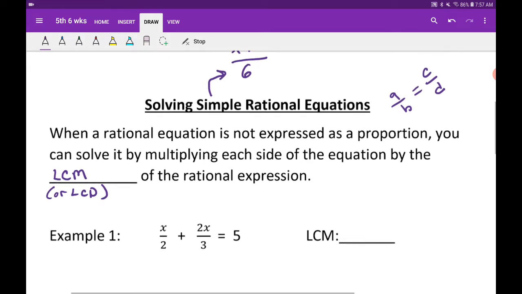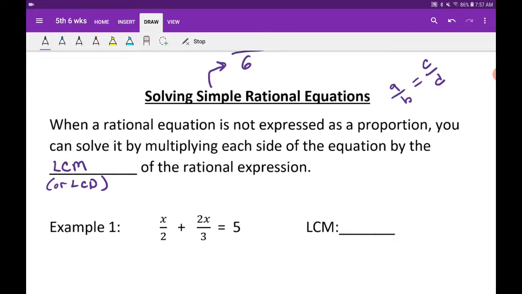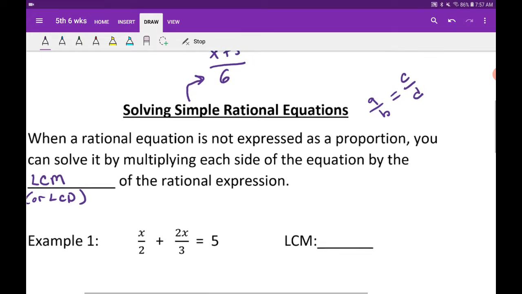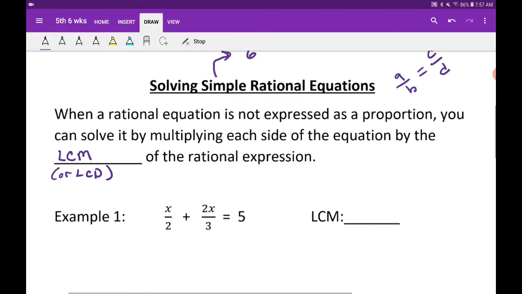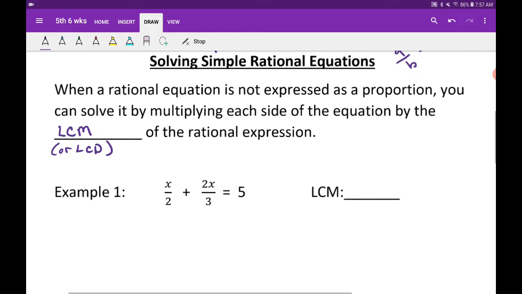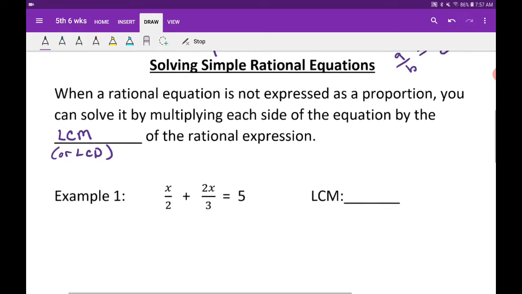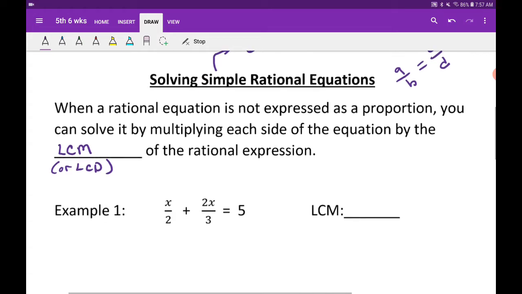All right, so when your rational equation is not expressed as a proportion, over here I have a over b equals c over d. That's what a proportion is, two fractions equal to each other. You can solve it by multiplying each side of the equation by the LCM of the rational expression, okay? Or sometimes we call that the LCD. All right, so if we look at example 1, this is not a proportion.